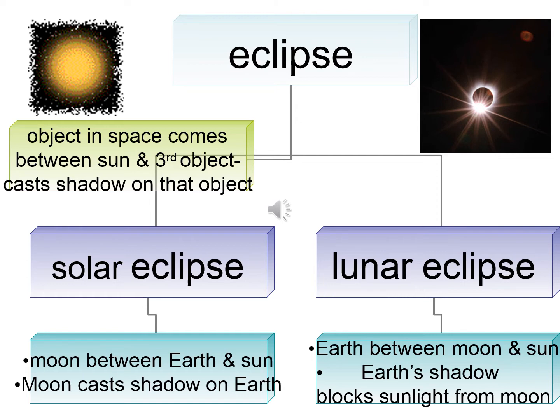Lunar eclipse. A solar eclipse is when the moon is between Earth and Sun, in the middle, and the moon casts a shadow on Earth. But a lunar eclipse is when the Earth is between the moon and Sun. Earth's shadow blocks sunlight from the moon.